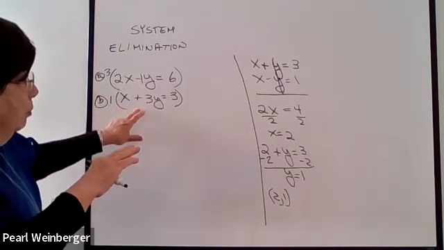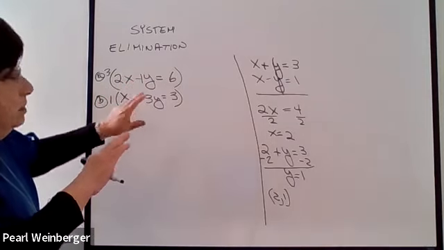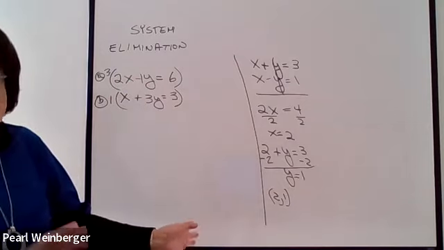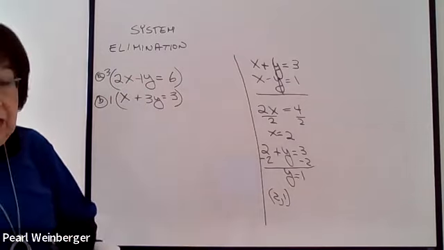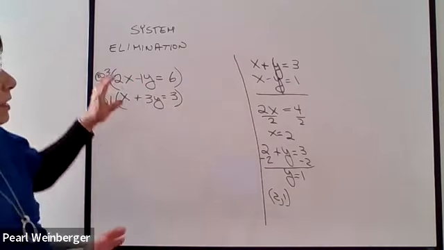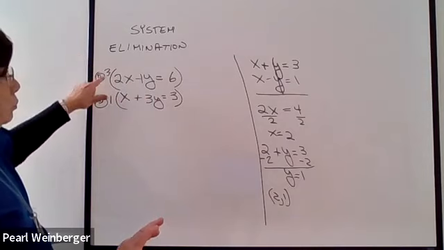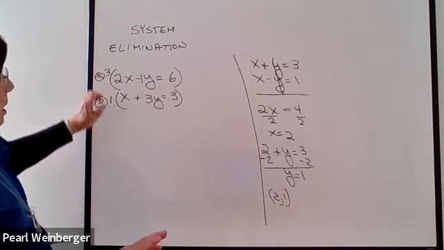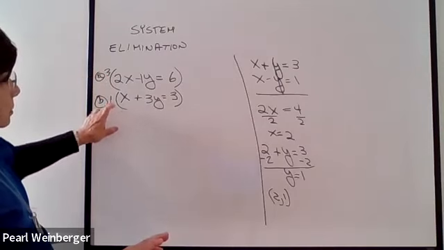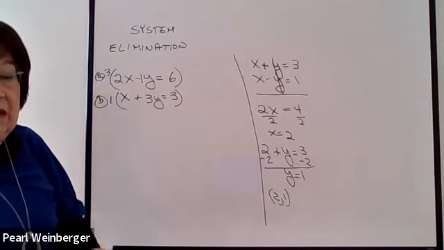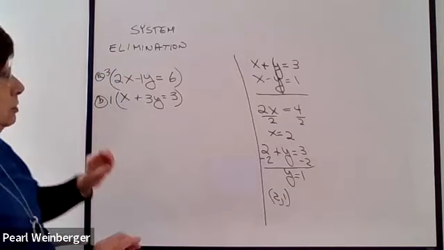In this case, I already have it. This is negative and this is positive. So I only want to use the positive numbers. If both were positive or both were negative, I would have to do something with the signs, but I don't in this case. All I have to do is multiply the top equation by +3 and the bottom equation by +1, and then the y's will have the exact same coefficients.